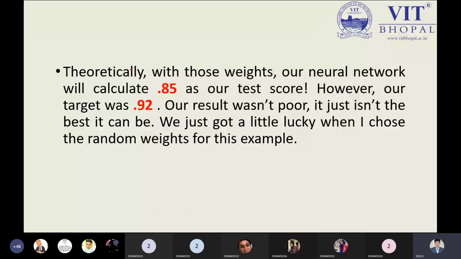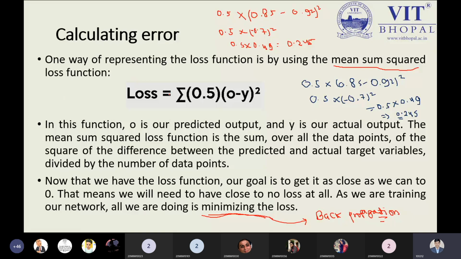So our result was not poor, but it just isn't the best because we are not close to that point. Suppose we got 0.90 something, then we could say we are close to the actual output and there would be no issue. But here we have some error. We just got a little lucky when I chose a random weight for this example. From this point, you have to identify how we calculate the error. I can write it over here for betterment.